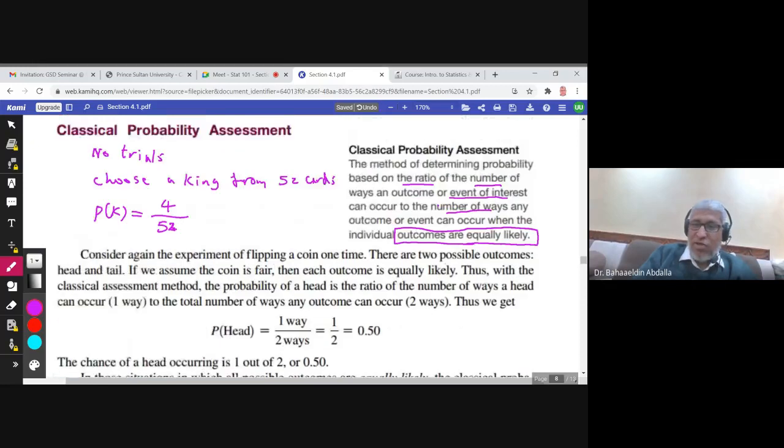Notice there were no trials here. We did not really do this experiment. We did not pick a card. No experiment, nothing happened. We are just asking if there is a deck of 52 cards, what would be the probability of drawing a king? If the question is like this, you use the classical probability. We did not do any experiments. We did not really pick kings. So this is the classical probability.